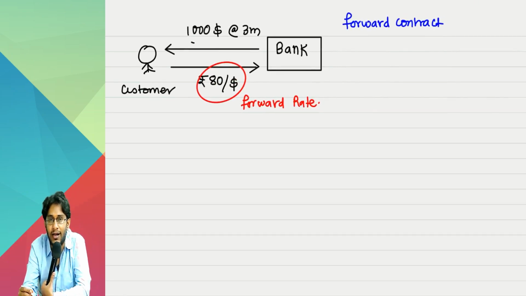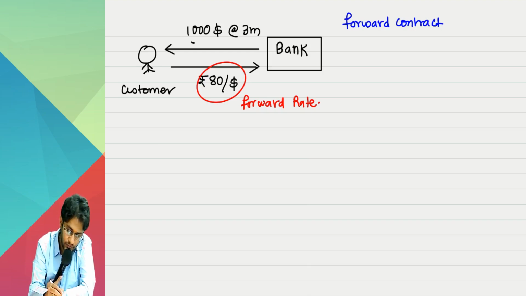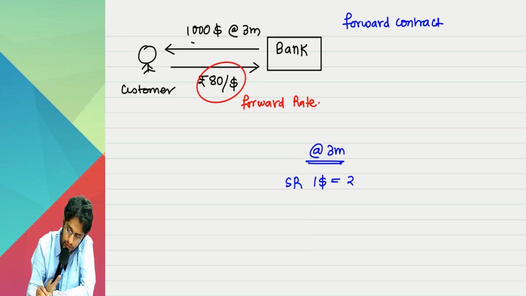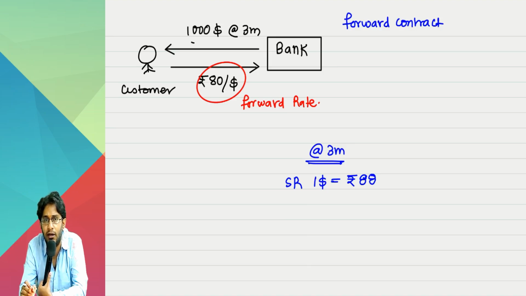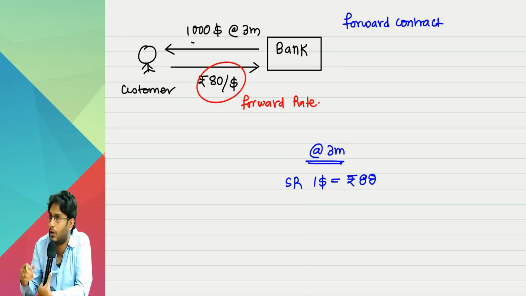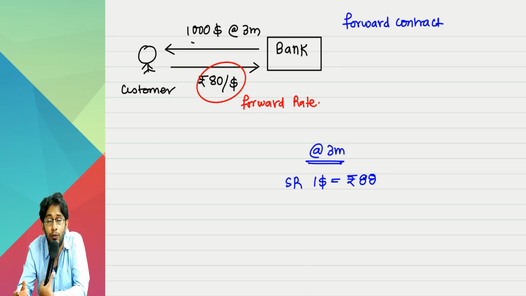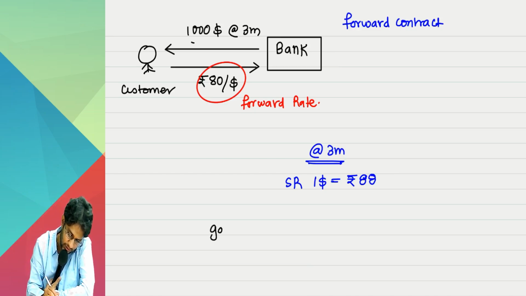Now tell me, sir, when will this contract actually be executed? After 3 months. Now at 3 months time, the spot rate in the market is $1 equal to 88 rupees. In the market, if I have to buy or sell $1, it will give me 88 rupees. But under this contract, I agreed to buy dollars at only 80 rupees. So gain or loss? Gain. How much gain is there? 8 rupees. Who is happy? Customer is very happy. Who is not so happy? Bank. Because under this contract, they are obligated to sell the dollar only at 80, even though the worth of the dollar in the market is 88. So tell me, sir, what is the gain to the customer?